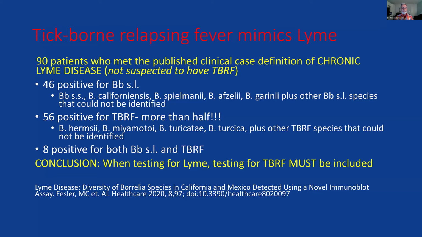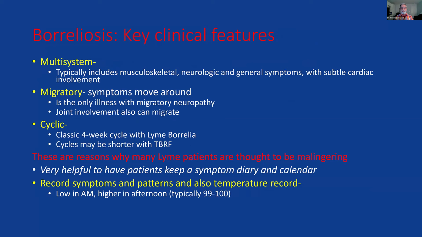Now, clinically, diagnosis is always clinical, and these are the key features of Borrelia. Number one, it's multi-system. It's not just going to be a sore knee or Bell's palsy. You're going to have a patient, and again, if you do a good history and a good exam, you're going to find involvement of the musculoskeletal system, neurologic signs and symptoms, general signs and symptoms, maybe some subtle cardiac involvement. Next thing, it's migratory. Lyme patients might talk about a sore knee that comes and goes, that lasts for a month or two or three, and then they start to have painful knuckles. And maybe that one knee gets better and the other knee starts to hurt. There's no rheumatologic condition that does that. Likewise, migratory neuropathies only come in tick-borne disease and Lyme.